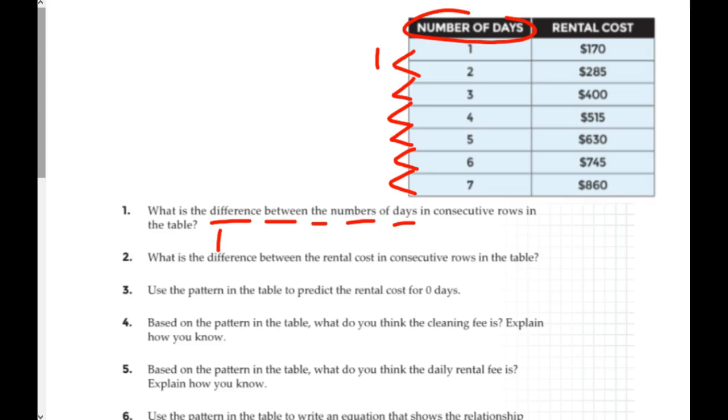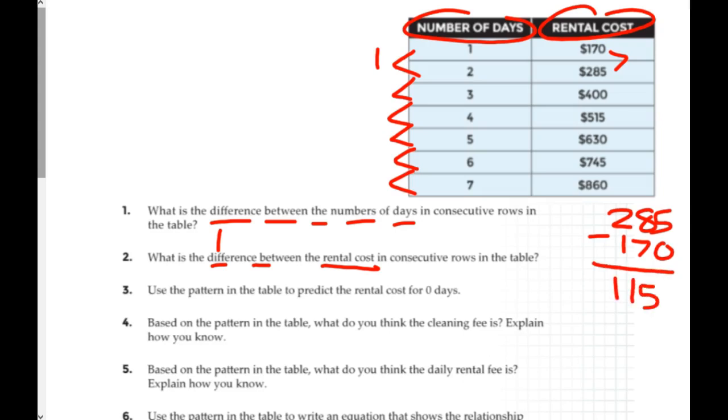But number 2 is asking us the difference between the rental cost, which is over here. So how do I find that? We'll get to that. But for now, we're just finding the difference between each day. So 285 and 170, what do I do with those two numbers? Subtract, right? So what is 285 minus 170? 115. So this change is 115.